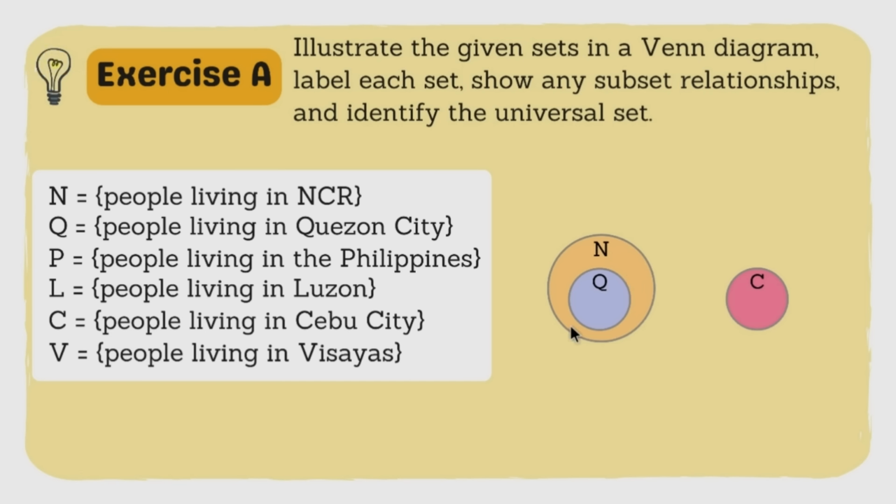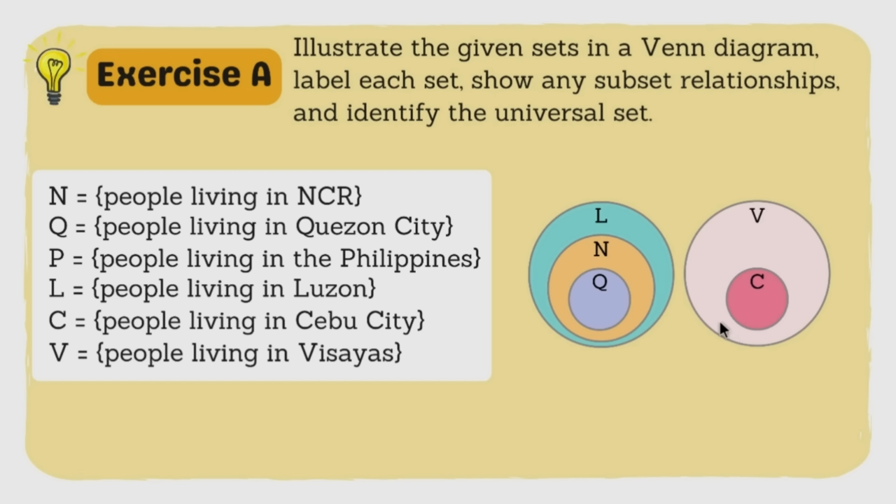We can also have yung mga groupings by group of islands like Luzon and Visayas. Ang NCR ba nasa Luzon or Visayas? Okay, we can find it in Luzon, syempre. So we have here set L, okay, the people living in Luzon. Ibig sabihin, set Q and set N belongs to set L. And for set C, okay, set C belongs to people living in Visayas.